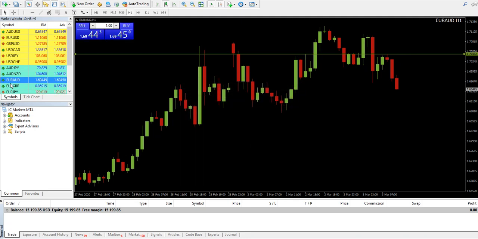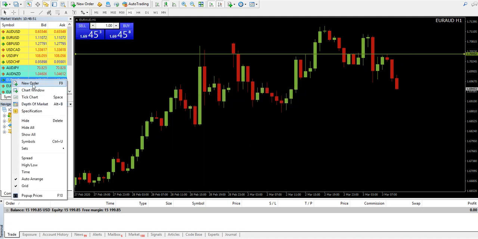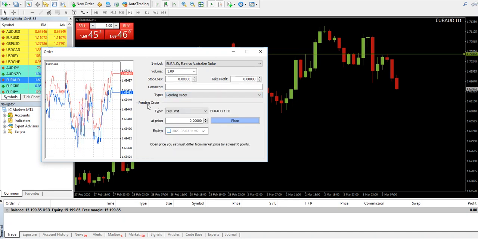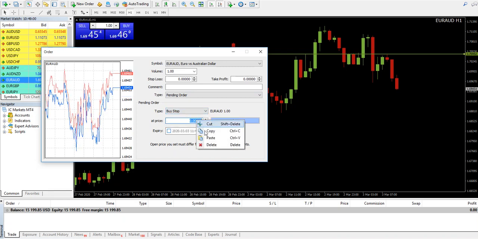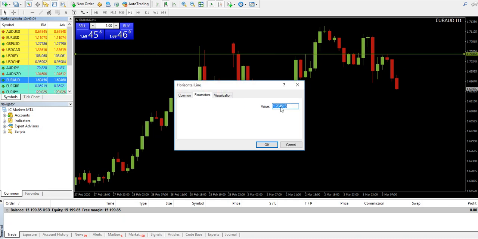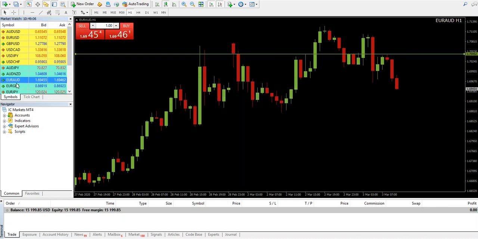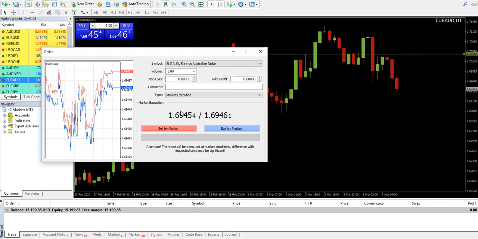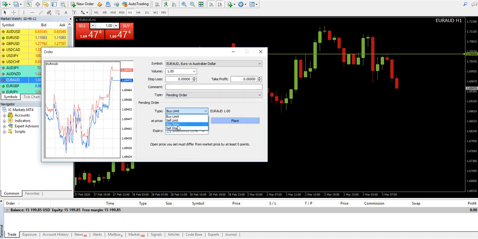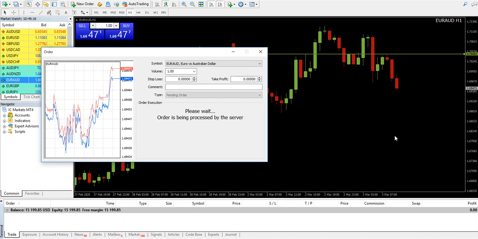Head over to your market watch window, new order. Choose type, pending order type, buy stop. Paste your price there. Sorry, I was supposed to paste that price. Let me copy it again. So Euro AUD, type is pending, and type down here is buy stop. So you paste there, you click buy.